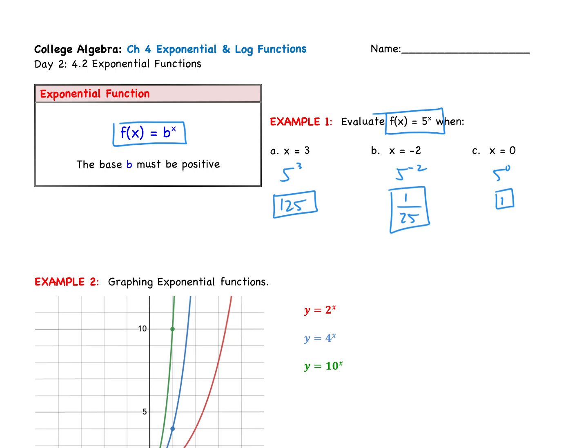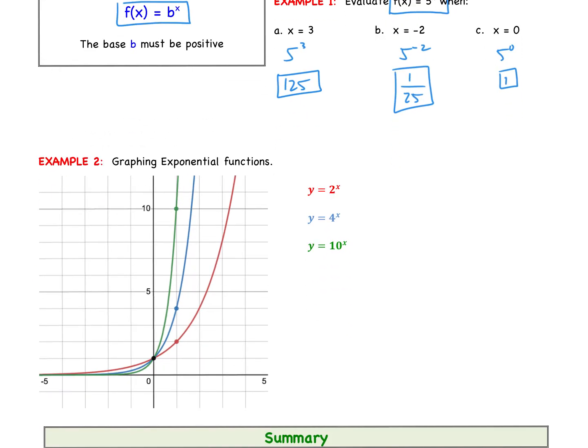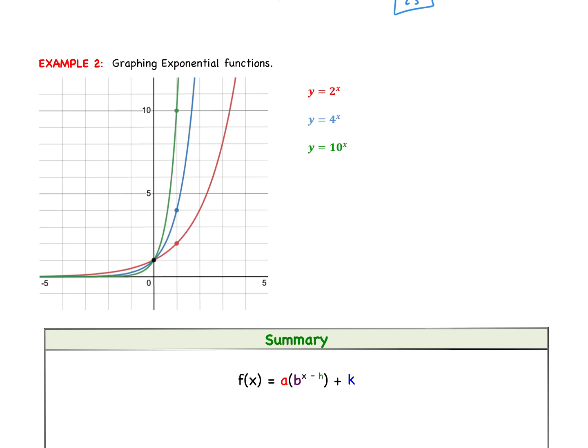We are going to be using these ideas to graph. Any questions before we move on and look at some graphs? Okay, so here we go. You see some examples. The equations are to the right. We have 2 to the x, 4 to the x, and 10 to the x. All 3 of them are being graphed.